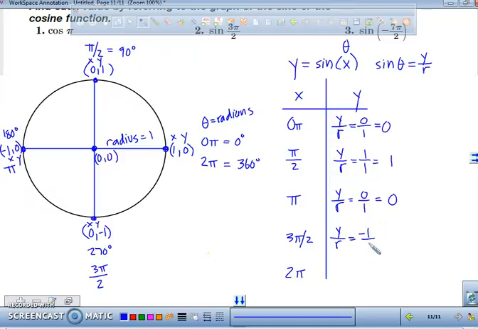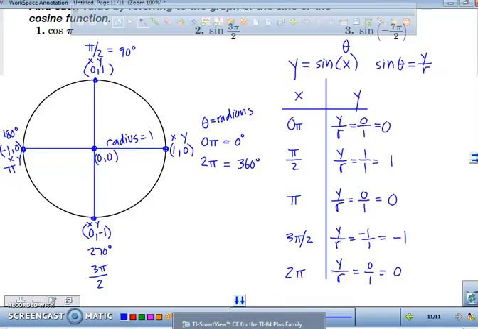Negative 1 over 1, which is at a negative 1. And finally at 2 pi, where are we back at? 0 over 1, which is at a 0. So look at your y value. What do you start at with the sine wave? Your y value starts at 0, then it goes up to a 1, then back to a 0, then a negative 1, then a 0. So right here, we're using the concept of the unit circle to graph the sine wave. So what we're going to do in the graphing calculator, do with me, I hope it makes sense.